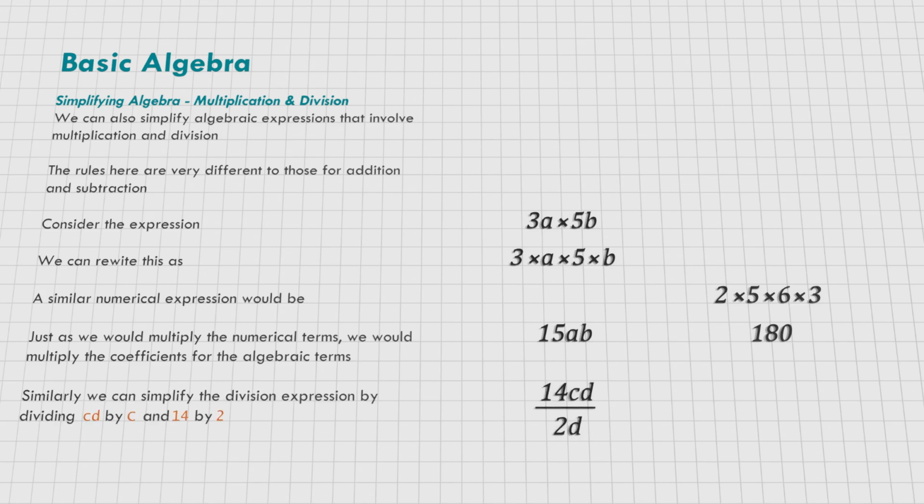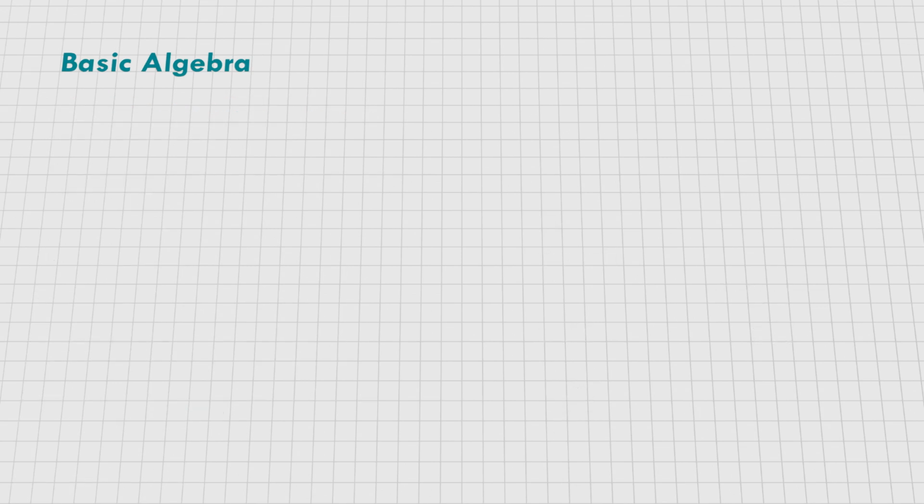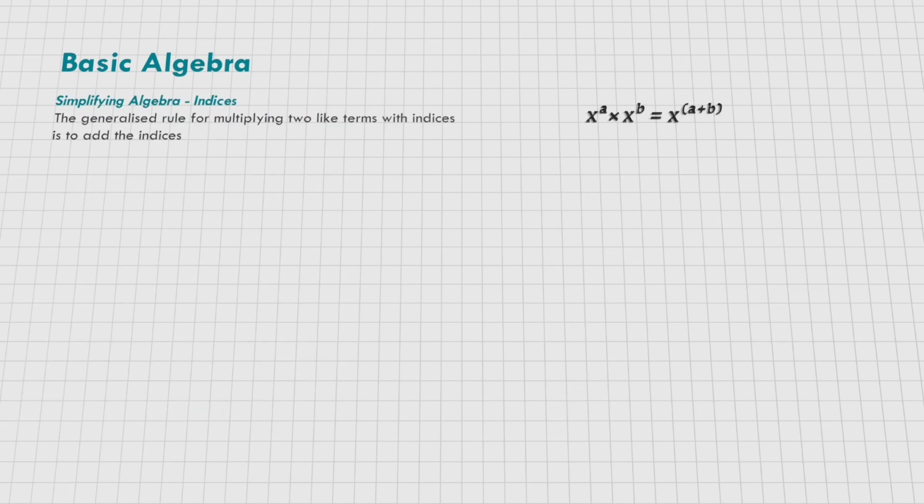Similarly, we can simplify the division expression 14CD over 2D by dividing CD by D and 14 by 2. The D's cancel, resulting in the expression here. The generalized rule for multiplying two like terms with indices is to add the indices. Here's an expression with indices that is simplified.